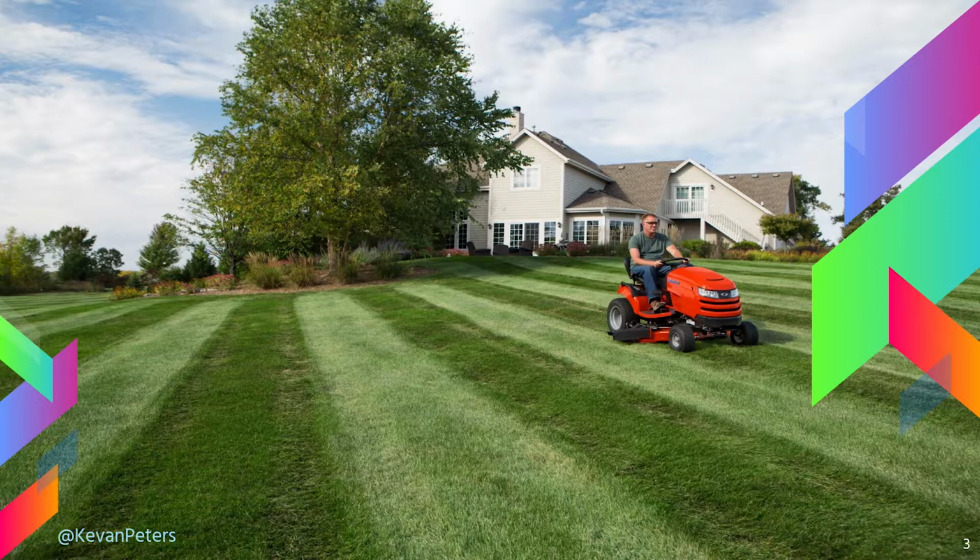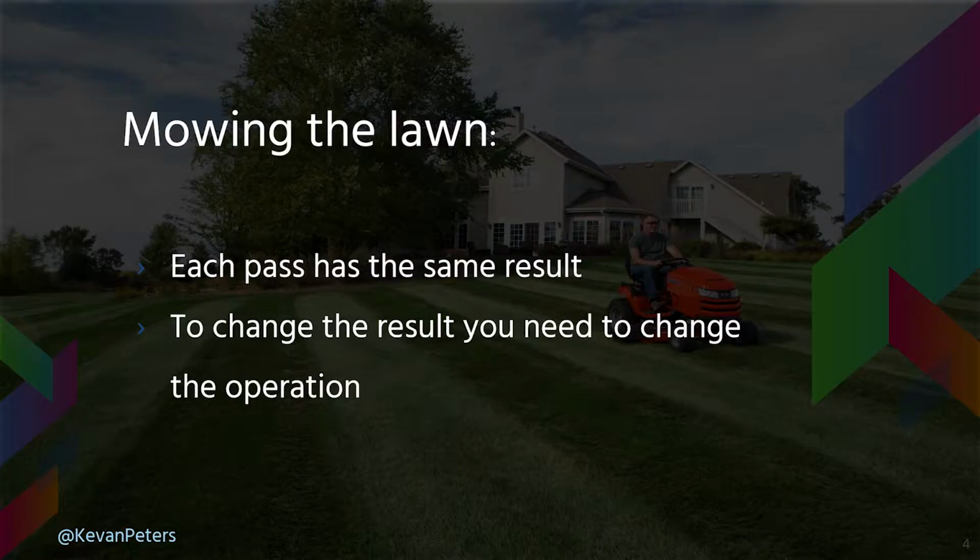It wouldn't matter how many times you mow your lawn, you're always going to get the results that you set the blade height to, in this case 4 inches. This is an idempotent operation because each pass has the same result. To change the results, you need to change the operation. It doesn't matter how many times we cut it, it's always going to cut to the height we set it to. That means mowing the lawn is idempotent.